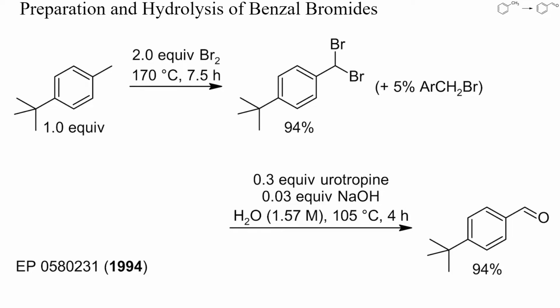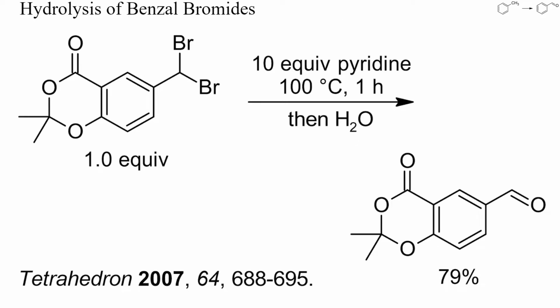With phenols or anilines, however, hydroxy- or aminomethylation may even occur under basic conditions. Also, pyridine can be used to hydrolyze benzal bromides. Here the starting material contained an ester and an acetal, but still a good yield of the aldehyde was obtained.